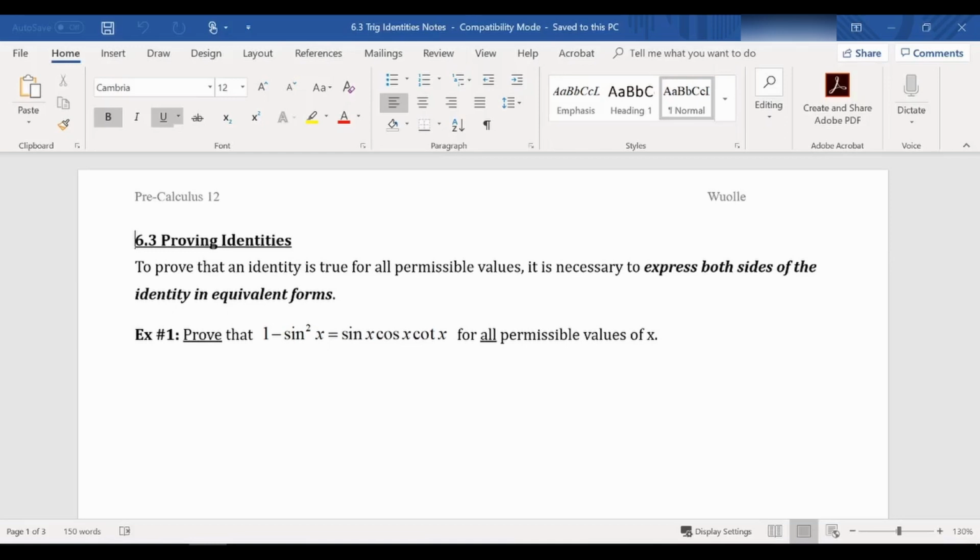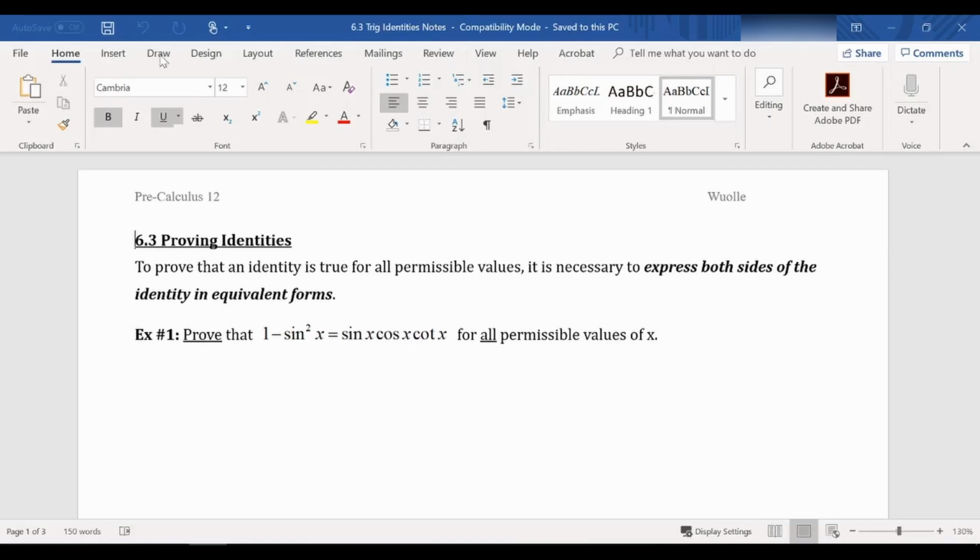What we're going to be doing today is doing something called proving identities. So to prove that an identity is true for all permissible values, our goal is to express both sides of the equation in equivalent forms. In other words, we're trying to make both sides of the equation equal by viewing each side as a separate expression. What that means is we are not going to move anything left and right across the equal sign.